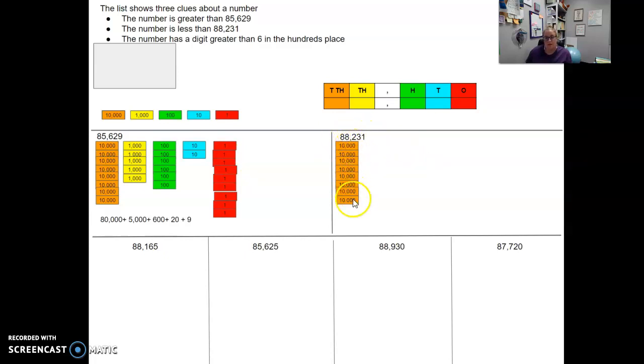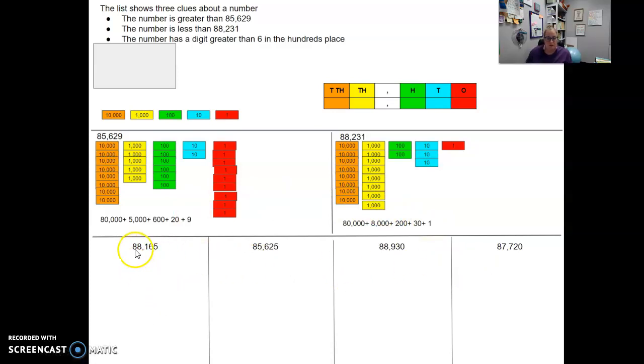Moving to the next side, I have 88,231. So I have 8 groups of 10,000, 8 groups of 1,000, 2 groups of 100, 3 groups of 10, 1 group of 1. And if I write that in expanded form, it would be 80,000 plus 8,000 plus 200 plus 30 plus 1. Now I'm going to do the same thing for all of my answer choices.